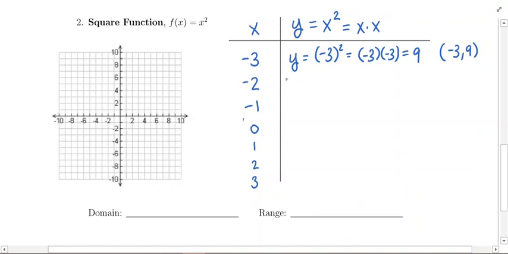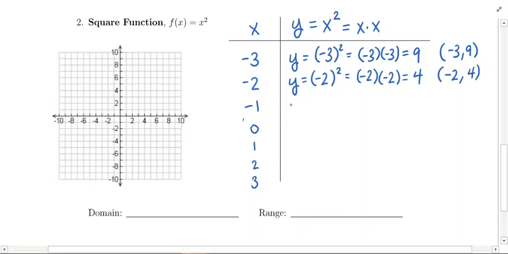Continuing on, if x is -2, that means the y value is going to be -2, that quantity squared. So if you square -2, that means you multiply it by itself. So -2 times -2 is +4. So the graph will also go through the point -2, +4. If your x value is -2, the corresponding y value is +4.